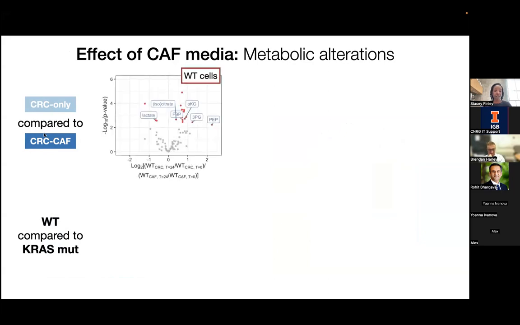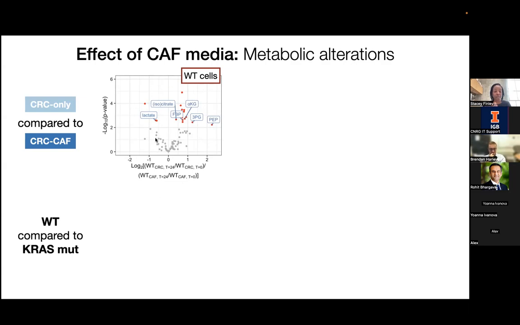So first, looking at the comparison of the conditioned media, the effect of the media, we can measure, again, with the metabolomics approach, what are the fold changes of certain metabolites that are inside of the cells. These are cells that do not have the KRAS mutant, and we can take the fold change of the relative metabolite levels so that we can compare the effect of CRC only media to the effect of the cells that were switched to CAF conditioned media. And again, this is just for wild type cells.